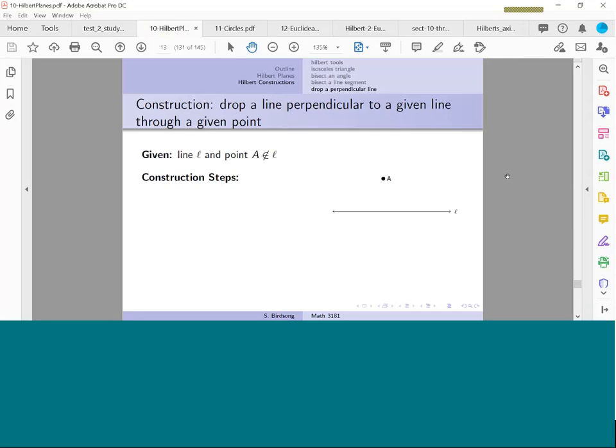Now, quick comment here. The homework question that you guys have for Wednesday looks identical to this. The one change is the point A is on the line, okay? And the construction, I don't want to really give it away, but it does not need to look like this at all. And in fact, it shouldn't.